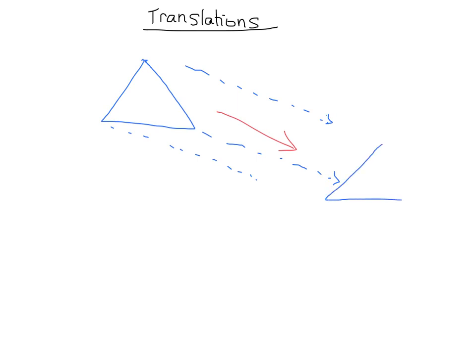And again, I'm not using a ruler, so of course my triangle probably is not the same size, but it should be. It should be the exact same size. All the points should have moved in exactly the same direction. So if this were, for example, A, B, and C, then this would be A prime, B prime, and C prime.